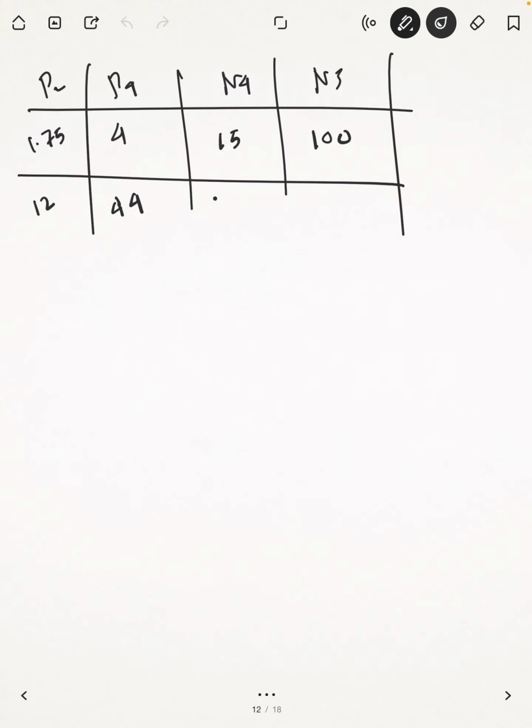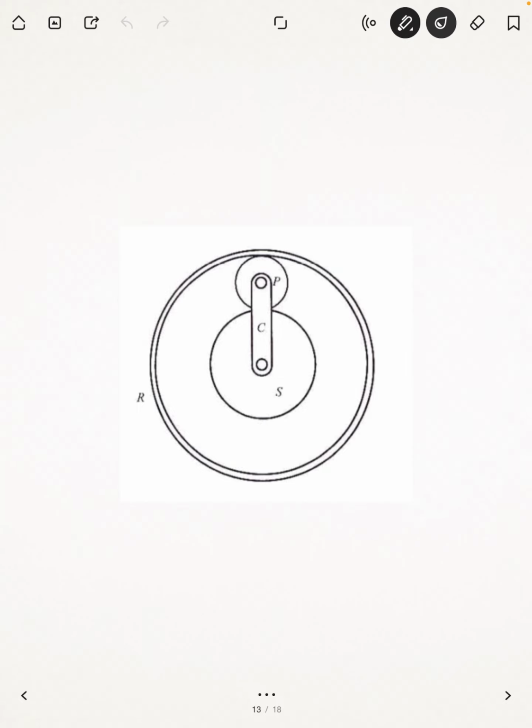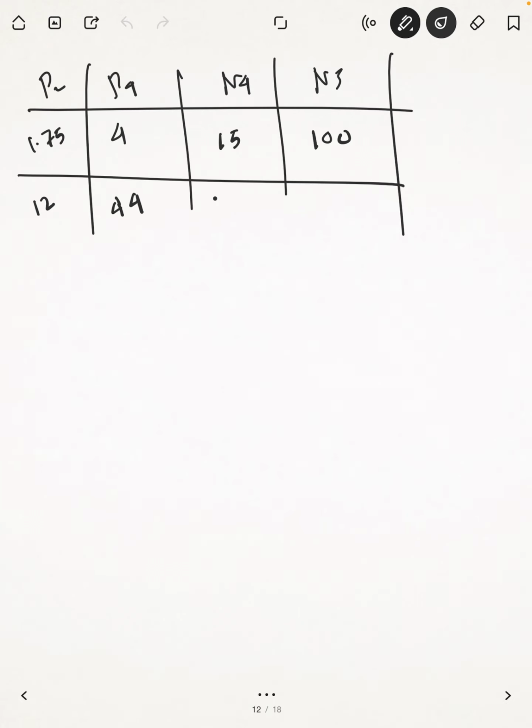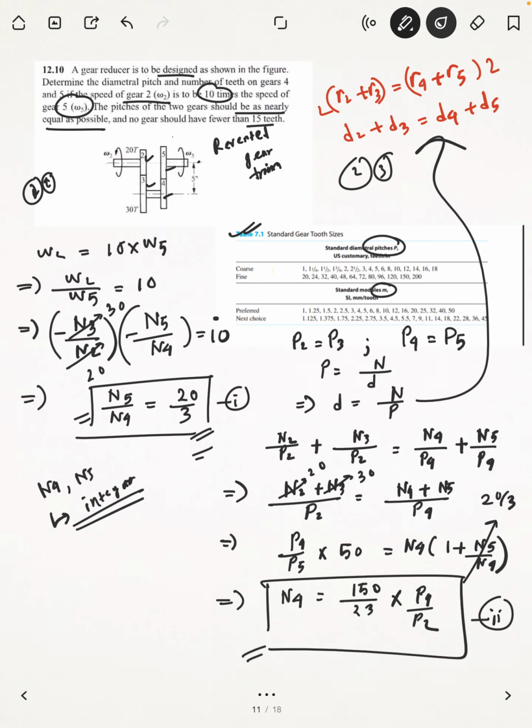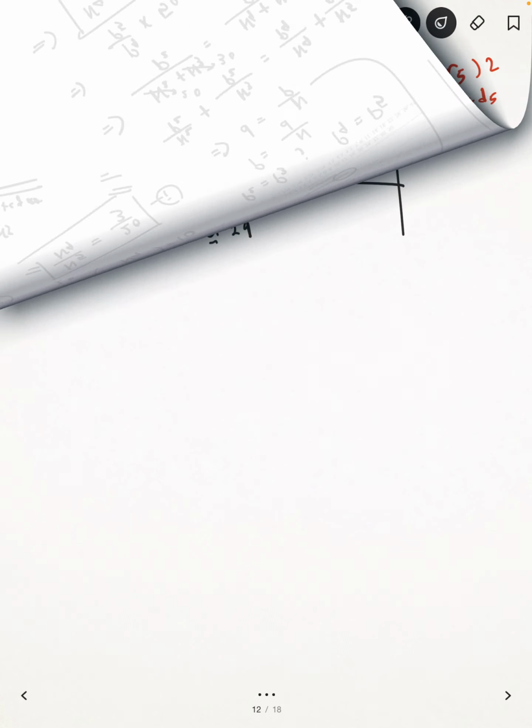P4 is taken as 44, and P2 is taken as 12. So it will end up with 23.91. We have to approximate that to 24 number of teeth. If N4 is 24, then from equation 1 we can determine the value of N5. 20 by 3 times 24, you're going to end up with 160.